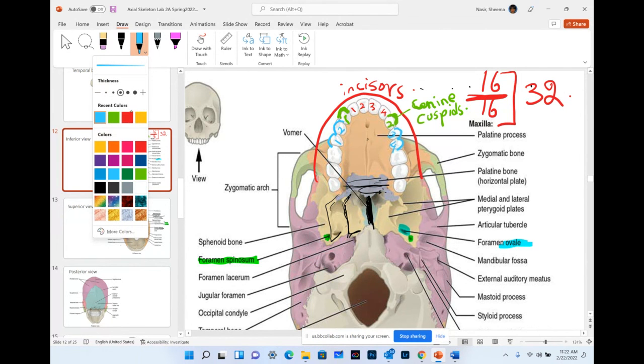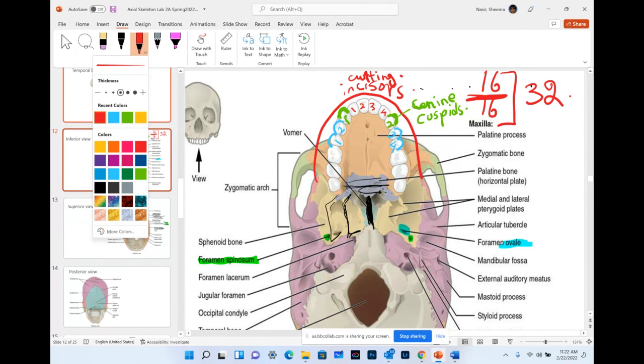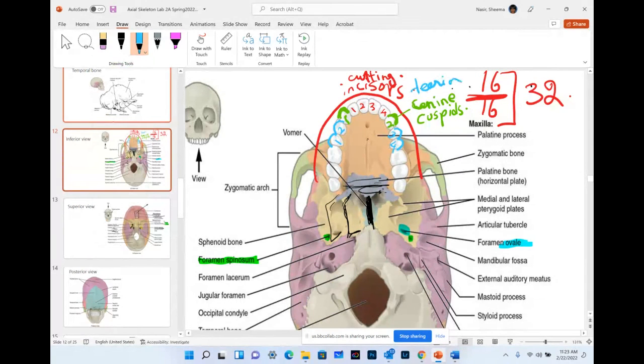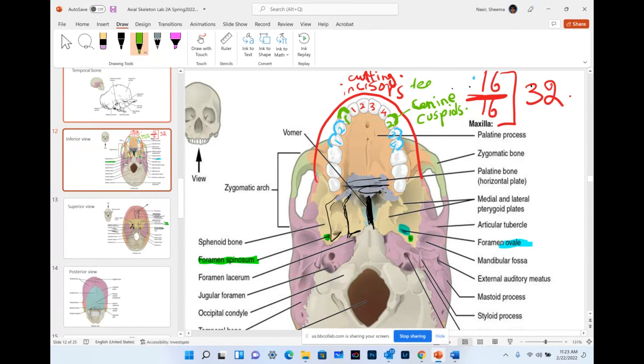Incisors, as I said, are cutting teeth. Canines are the ones which are for tearing. Dogs and cats have canines. Dogs are called canines because their canines can really rip your skin. So what are these canines used for? They are used for tearing up the meat. Oops, that should be in green. So canines are tearing teeth.